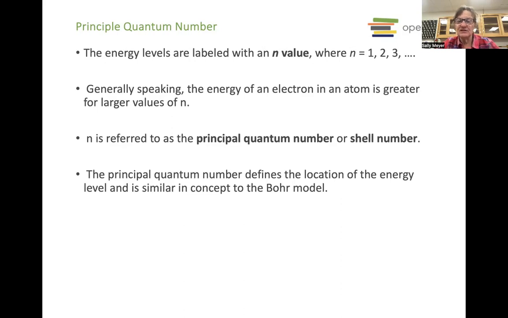Generally speaking, the energy of an electron in an atom is greater for larger values of N. N is referred to as the principal quantum number or shell number. The principal quantum number defines the location of the energy level and is similar in concept to the Bohr model.